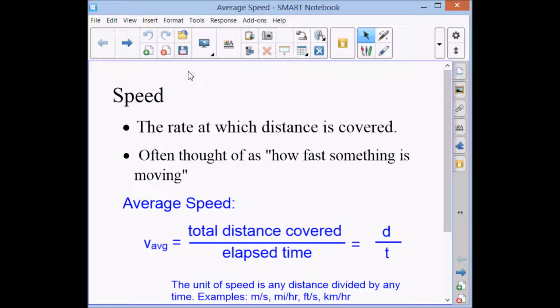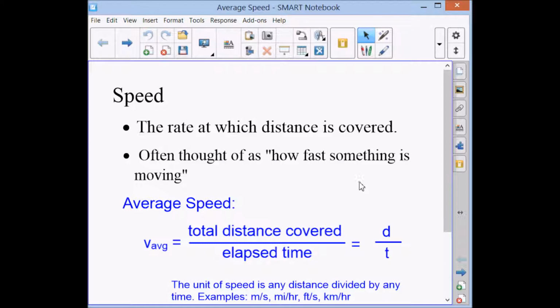Speed's a word that we use in our everyday life, and most people have a pretty good familiarity for what speed means. Oftentimes it's just thought of as how fast something is moving. In physics terms, speed is really the rate at which distance is covered. If you remember from your math class, a rate is basically when things change over time, and so really you're talking about how distance changes over time.